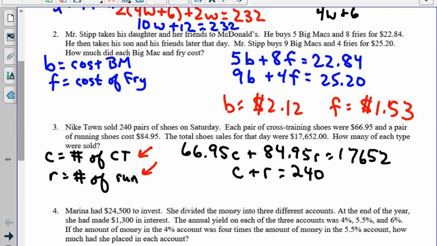If I solve this system, which I could do by hand by multiplying the bottom one by negative 6695, or I can use an augmented matrix if it's a calculator problem, I can get C is 152 cross training shoes sold, and R is 88 running shoes sold.